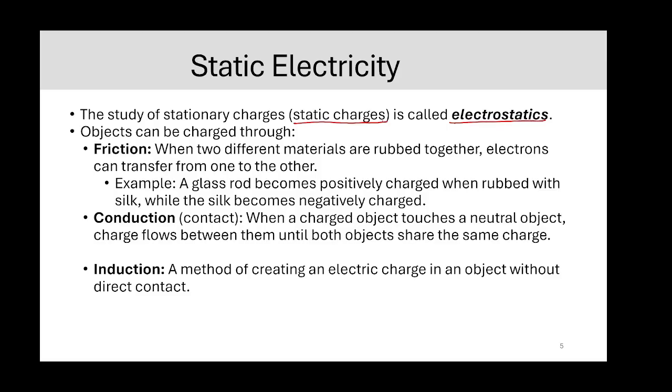The three primary methods are friction, conduction, and induction. Friction, rubbing two different materials together, can cause electrons to transfer from one material to the other. An example is rubbing a balloon on your hair. The balloon becomes negatively charged, and your hair becomes positively charged, causing them to attract toward each other.